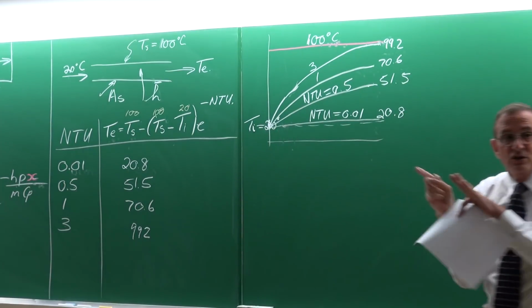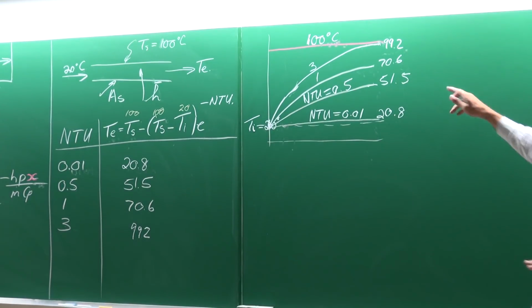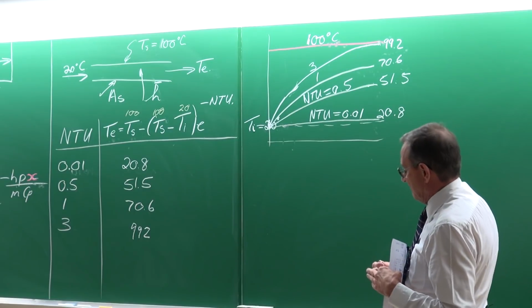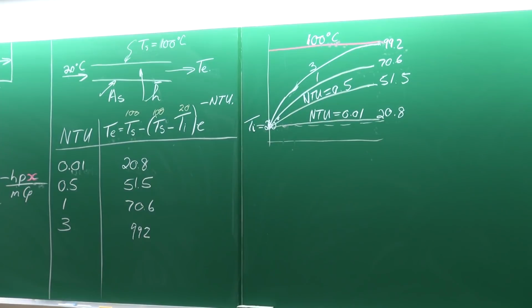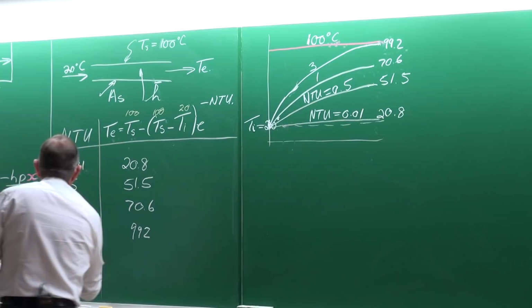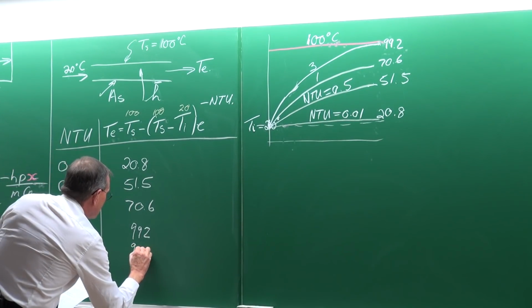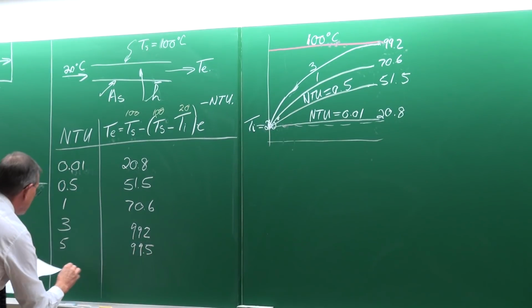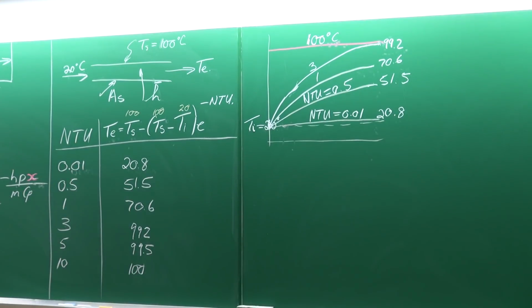So the wall temperature is going to be 100. The fluid temperature is going to increase to 99.2. Only 0.8 degrees Celsius difference. If you don't have state-of-the-art thermocouples and very good data logging measurement, you'll not be able to actually measure the temperature difference. So if you increase it to 5, the temperature will increase to 99.5, and if you increase it to 10, it will increase to 100.